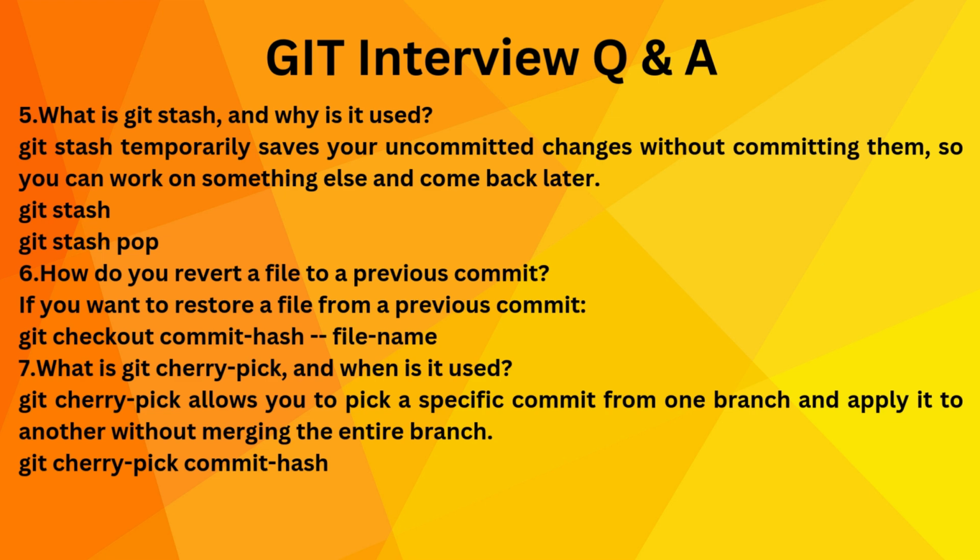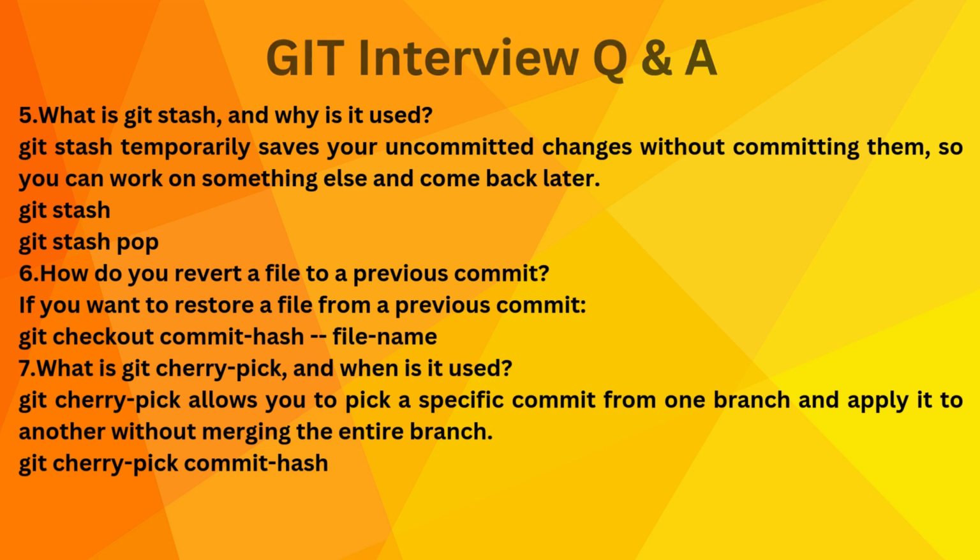What is git cherry-pick, and when is it used? Git cherry-pick allows you to pick a specific commit from one branch and apply it to another without merging the entire branch. Example: git cherry-pick commit hash. This is useful when you need to apply a bug fix from one branch to another without merging unnecessary changes.